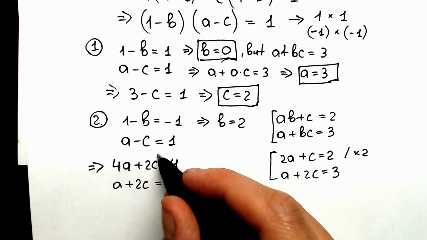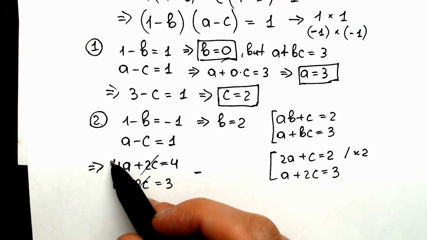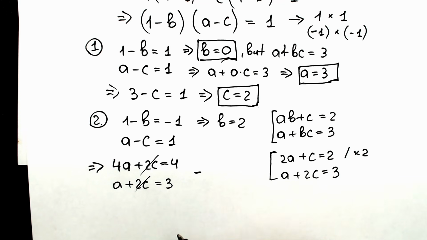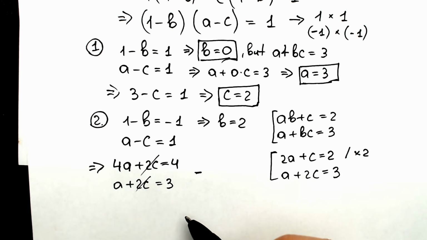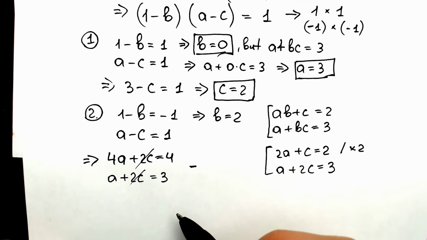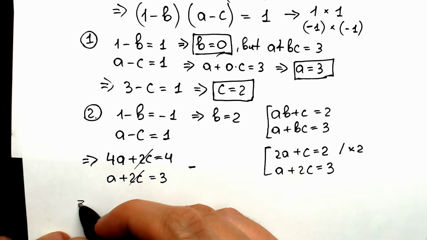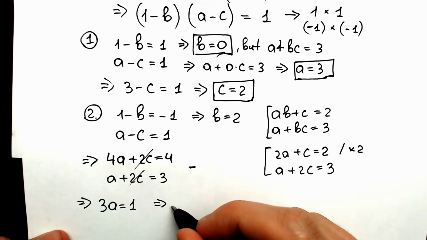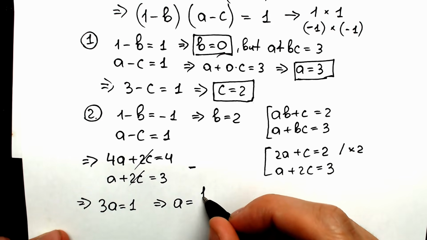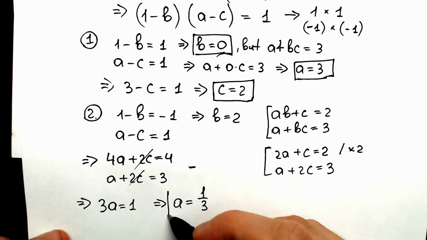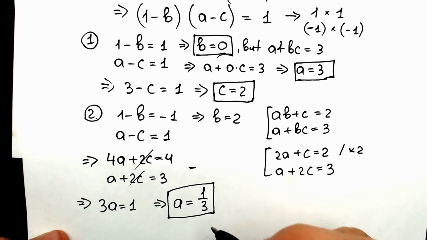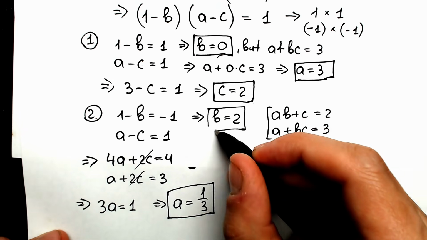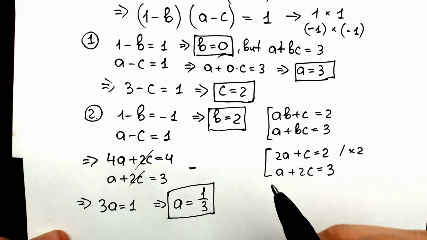So we're gonna cancel this 2c, and we have that our 3a is equal to 4 minus 3 equal to 1. So we have that our 3a equal to 1, and from here a is equal to 1/3. So a equal to 1/3. We have b equal to 2, and our last step, we need to solve this part for c.